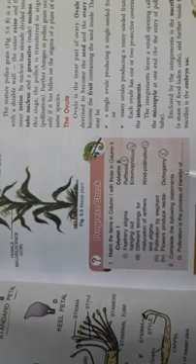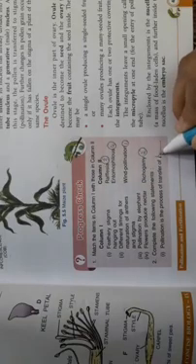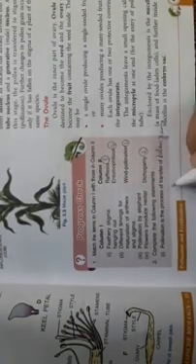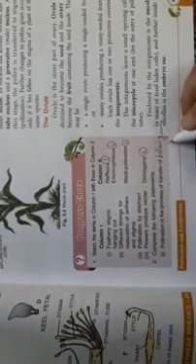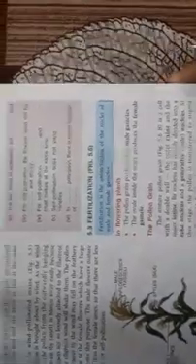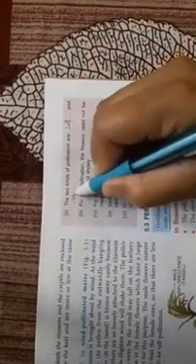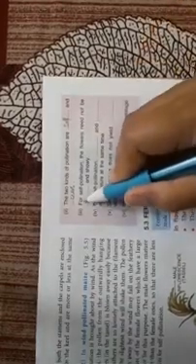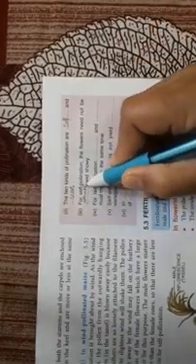Now complete the following statements. Pollination is the process of transfer of pollen grains from the anthers to the stigma of the plants. The two kinds of pollination are, you all know, self and cross. For self-pollination, the flowers need not be attractive and showy. You can use any word, attractive, large, or anything.